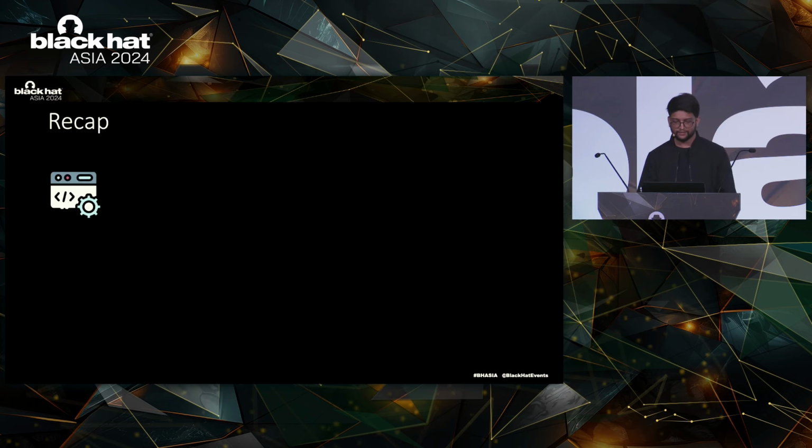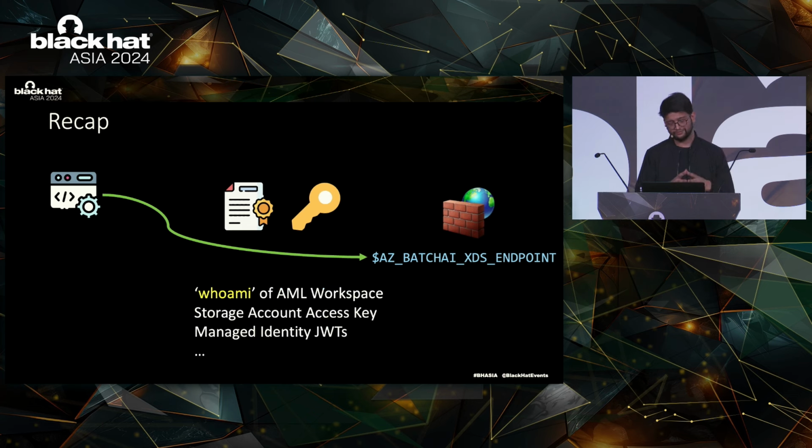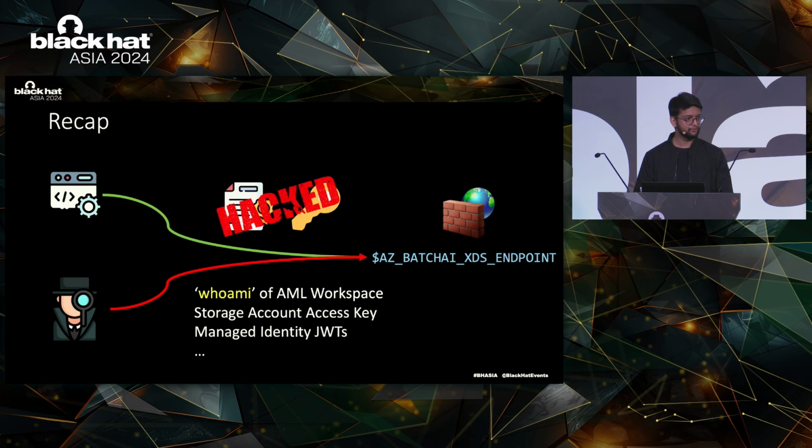Quick recap. So we have certain binaries in compute instances that talk to public endpoints using a pair of certificate and a private key. And this is how the compute instance fetches the whoami of the ML workspace, the storage account's key, the JWTs for the managed identities, and a lot more other stuff. And if these credentials are compromised in a post-compromise scenario, an attacker could do the same.